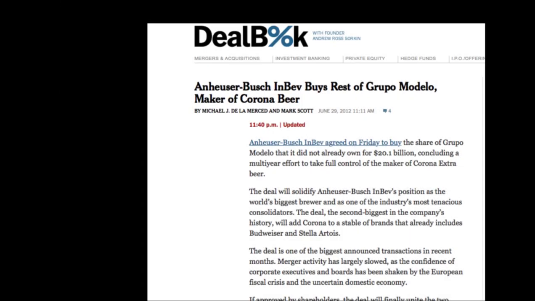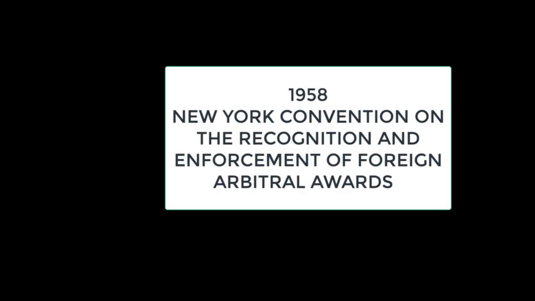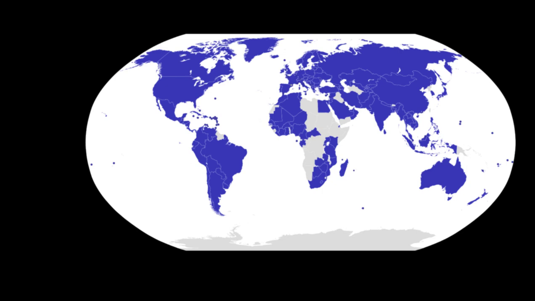The deal came through, and Anheuser-Busch bought the rest of Grupo Modelo in 2012. This case is an example of how arbitration allows international business partners to solve their disputes and maintain a healthy business relationship. What really makes the international commercial regime unique and efficient is the existence of the 1958 New York Convention. This international treaty is one of the most widely ratified covenants around the world.